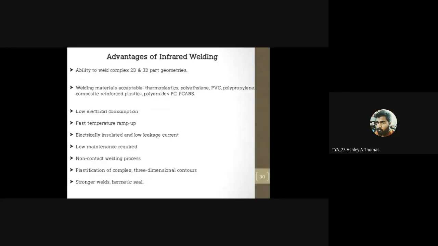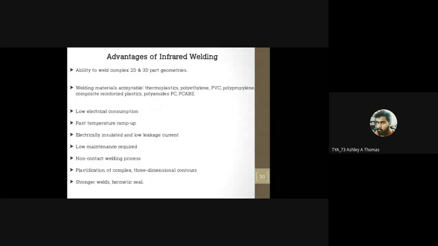If the tool is not in contact with the surface, there is less stress generation. Because of the less stress generation, less distortion is possible. Okay? Now, if there are mechanical parts, like in hot plate welding, movement of that plate, hydraulic machines are required for the movement. If there are fewer mechanical parts, obviously maintenance is going to be very low.